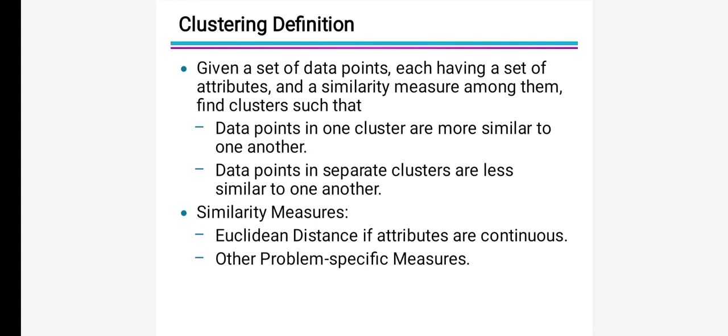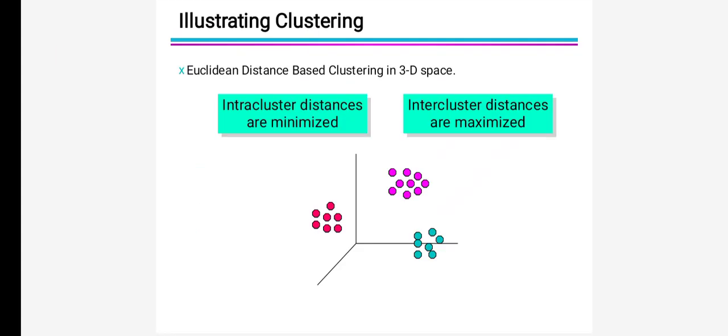Now we come to clustering. The definition: given a set of data points, each having a set of attributes, and a similarity measure among them, find clusters such that data points in one cluster are more similar to one another, and data points in separate clusters are less similar to one another. Now, illustrating the clustering, intra-cluster distances are minimized and inter-cluster distances are maximized.